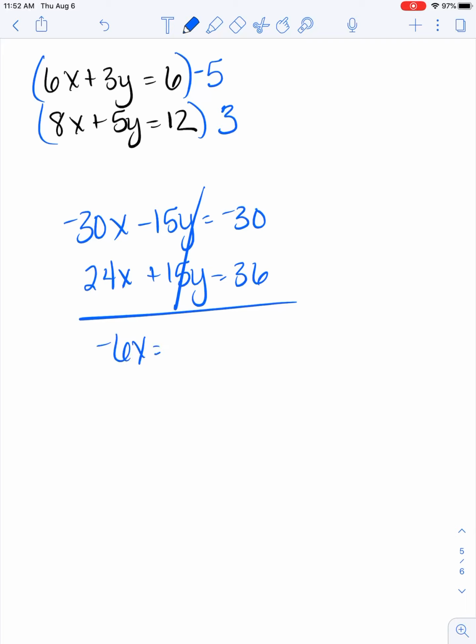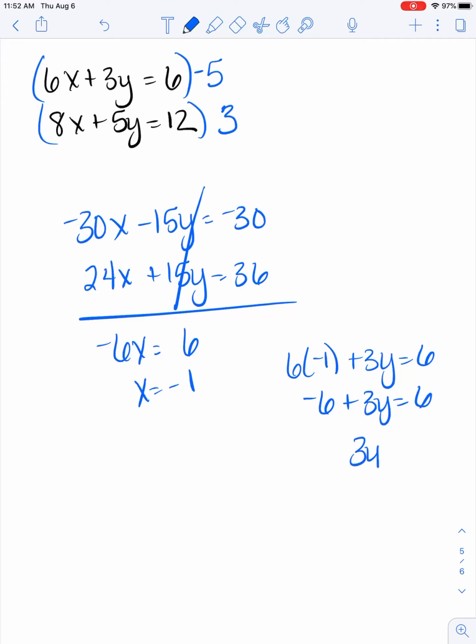Those cancel. So negative 6x equals a positive 6. So x equals negative 1. I'm going to go into the top. 6 times negative 1 plus 3y equals 6. So negative 6, add the 6, and divide. So (-1, 4). So hopefully this was just a really good review on systems.